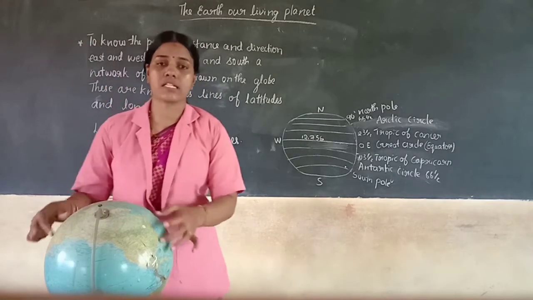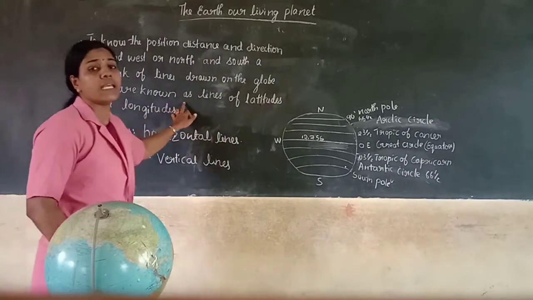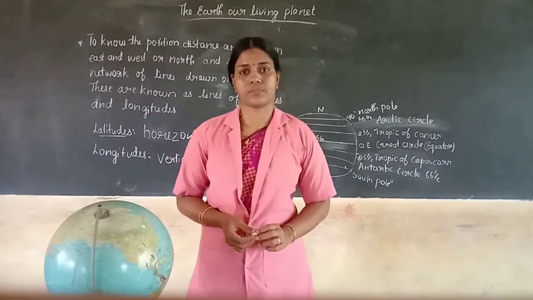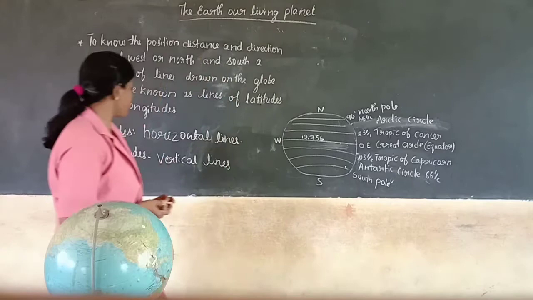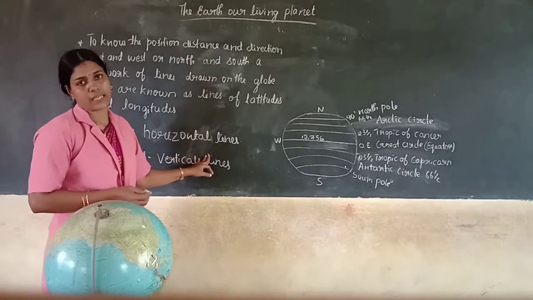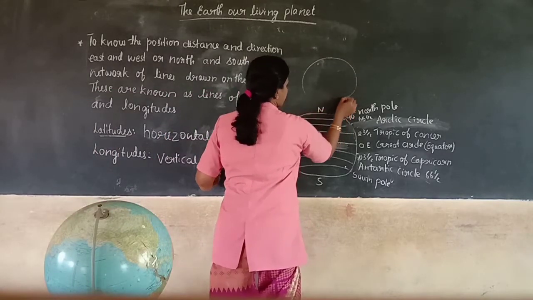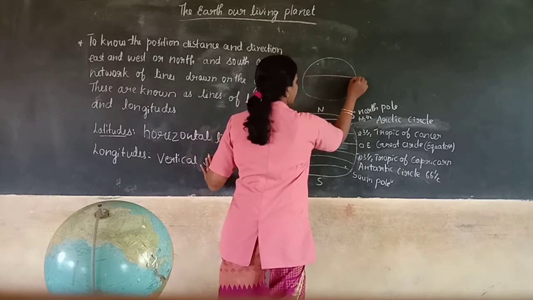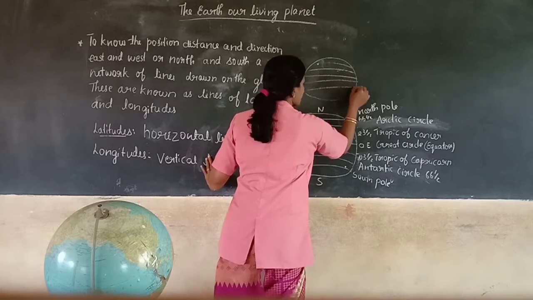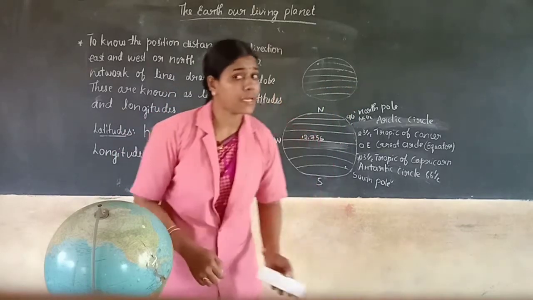There are many lines on the globe. These are known as lines of latitudes and longitudes. Latitude means horizontal lines. These lines are known as latitudes.